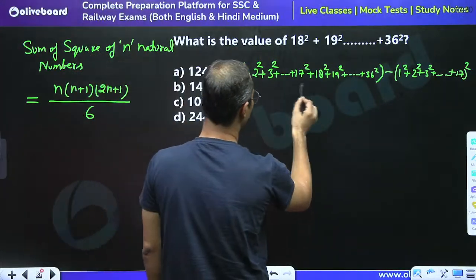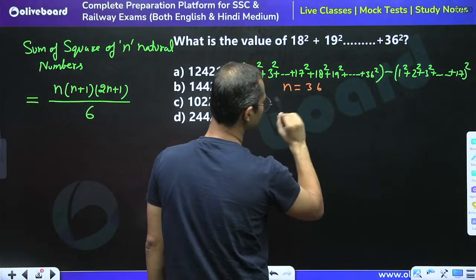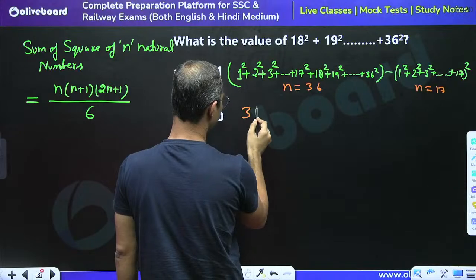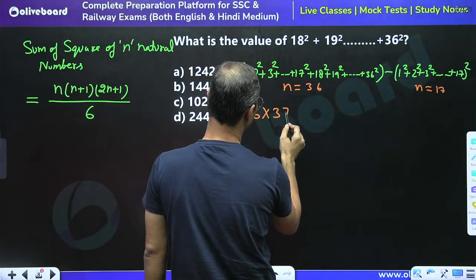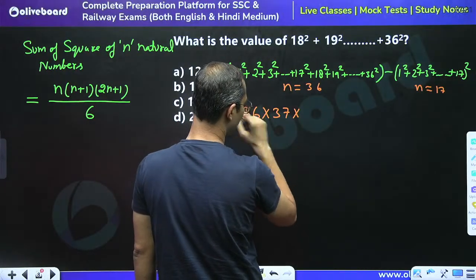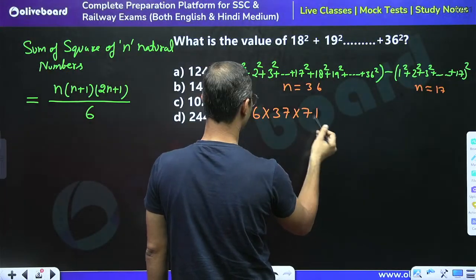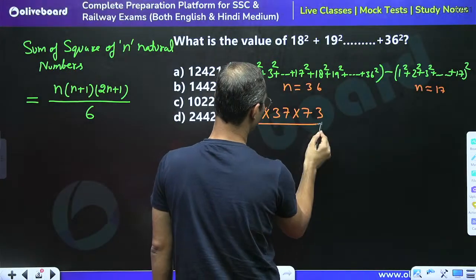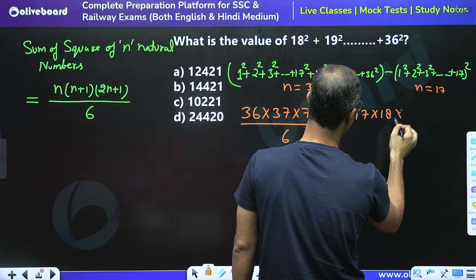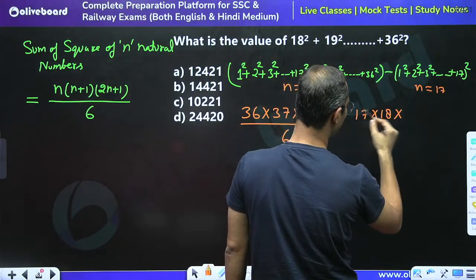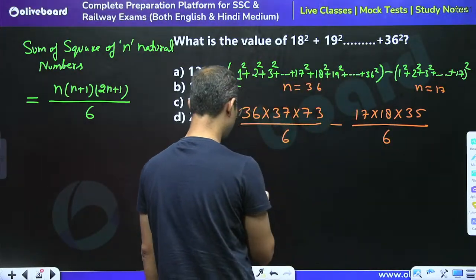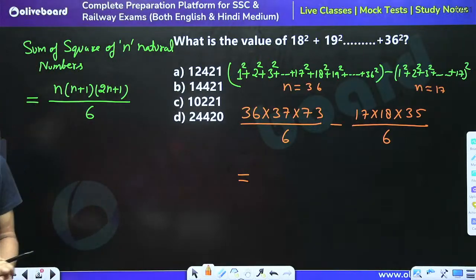So now directly we can say that here n is equal to how much? 36. Here n is equal to how much? 17, right? So n into n plus 1, so we can say 36 into 37 into, right? So n into 2n, 36 into 72 plus 1, so 73, divided by 6, right? Minus 17 into 18 into 17 into 2, 34 plus 1, 35, divided by 6. Now please solve this, right? Tell me what is the answer for this question. Yes, please.